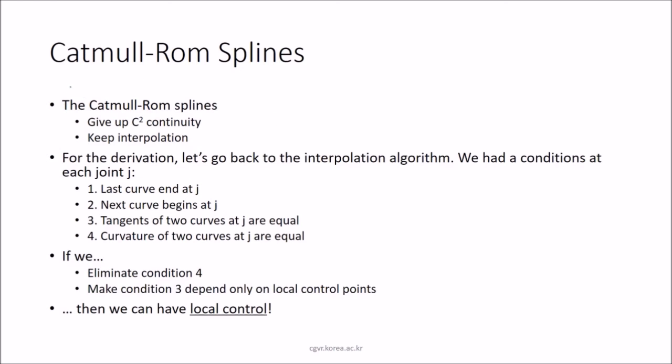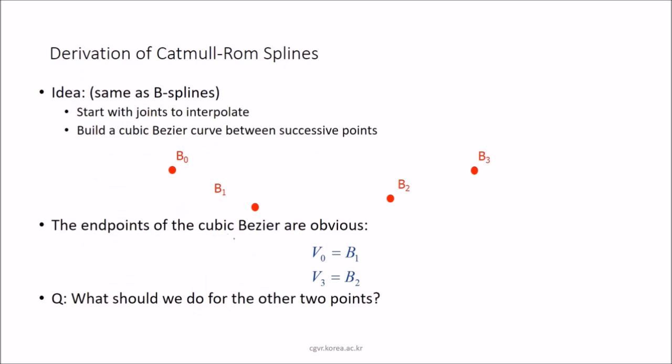Now the second part is we can also represent it by Catmull-Rom splines. Catmull-Rom splines keep interpolation but give up the C² continuity, as against the previous part we have seen. For the derivation, we have to go back to the interpolation algorithm. We have conditions at each joint: the last curve ends at J, the next curve begins at J, the tangents of the two curves at J are equal, and the curvatures of the two curves at J are equal. If we eliminate condition 4, we make condition 3 dependent only on the local control points. So then we can have local control now.